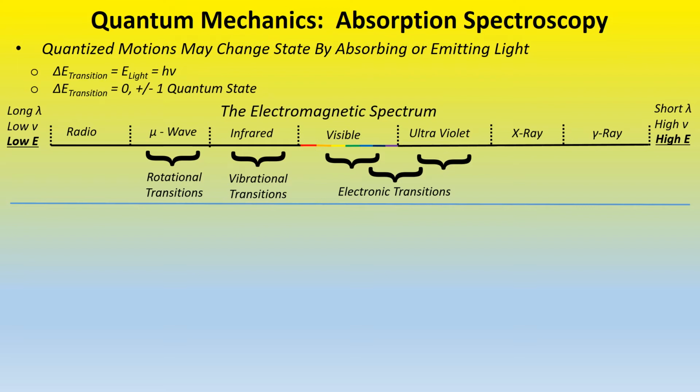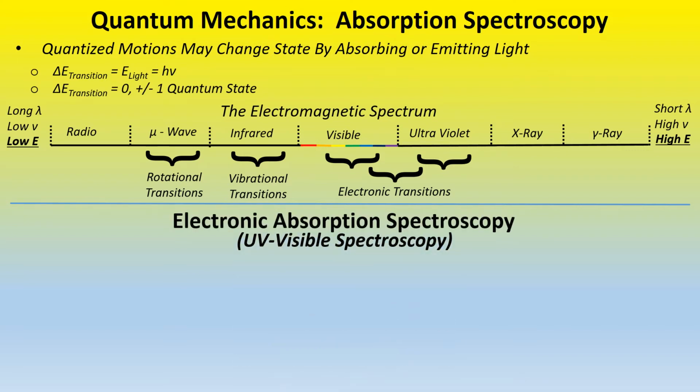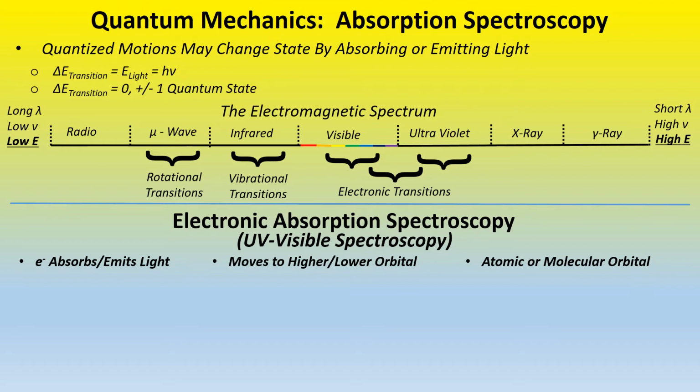The simplest of these to look at, and the first one to look at, is electronic absorption spectroscopy, UV visible spectroscopy, or the electronic transitions. In this case, an electron moves up or down; it absorbs or emits light while moving to either a higher or lower orbital. The same holds true for either an atom or a molecule.